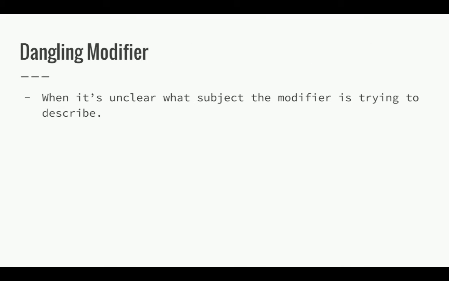So please write this definition in your notebooks. Dangling modifier: when it is unclear what subject the modifier is trying to describe. Again, please write this in your notebooks. A dangling modifier is when it's unclear what subject the modifier is trying to describe.